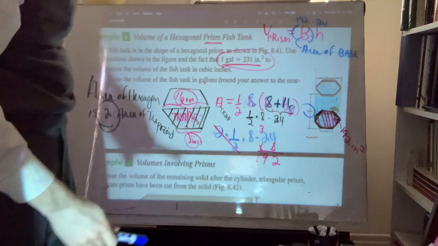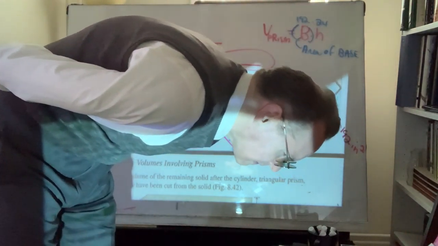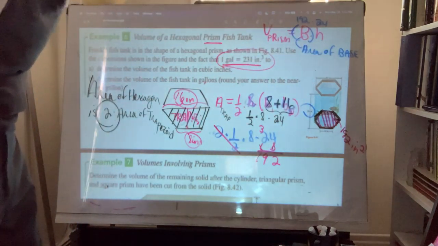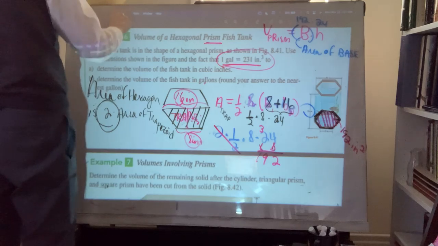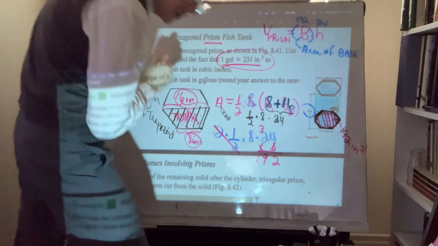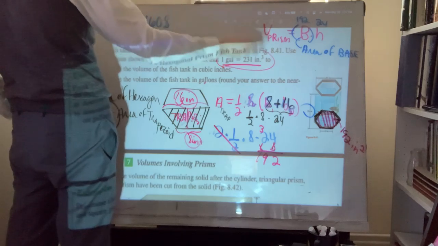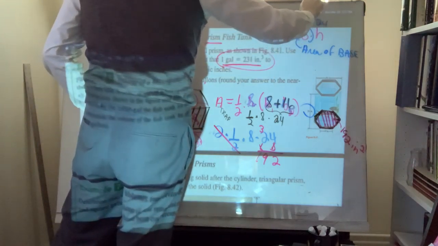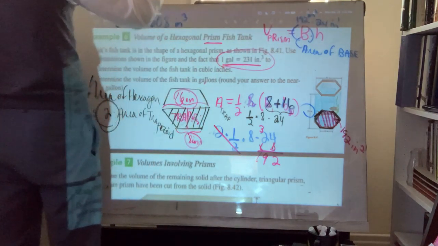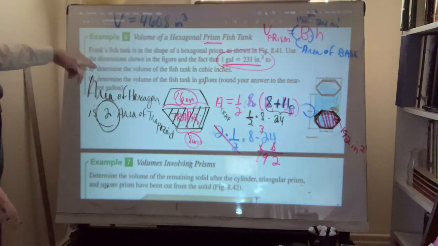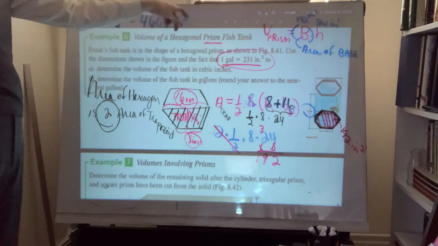Okay? And what you should get is 4,608. The total volume is 4,608, since it's inches squared times inches to the first degree, you add them, you get inches cubed. That is the answer to part A. Determine the volume of the fish tank in cubic inches. Well, it's 4,608 cubic inches.